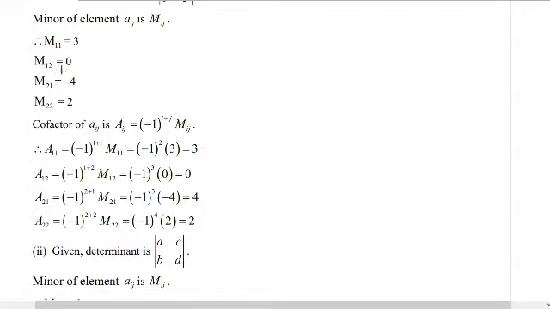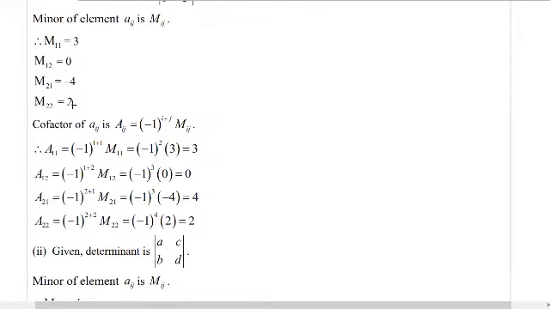Similarly, we have minor 12 equal to 0. So we can find cofactor 12 by the formula minus 1 raised to power sum of these two numbers, 1 plus 2 into minor 12. And now since minor 12 is 0, 0 into anything will be 0. A21. Since M21 is minus 4, so A21 is equal to minus 1 raised to power the sum of these two numbers, 2 plus 1, 3, and then minor 21, which is equal to minus 4. Now minus 1 raised to power 3 is minus 1 only, and minus 1 into minus 4 will be 4.